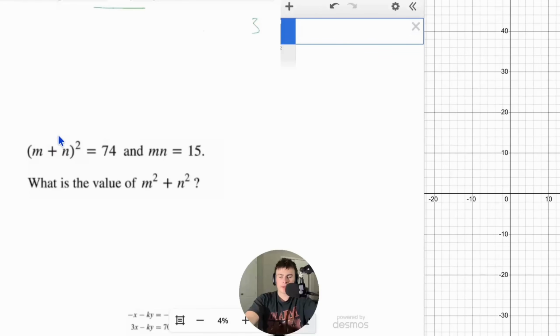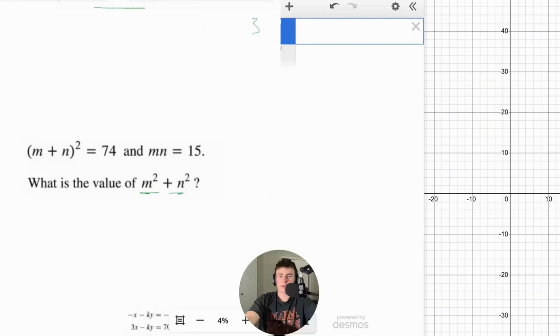It says m plus n squared equals 74 and mn equals 15. So I'm seeing 2 equations. I have 2 constants. I'm probably going to have to estimate the constants here. So I'm going to think a list here because we have 2 equations and we want to relate them all in the same line to solve for m and n.